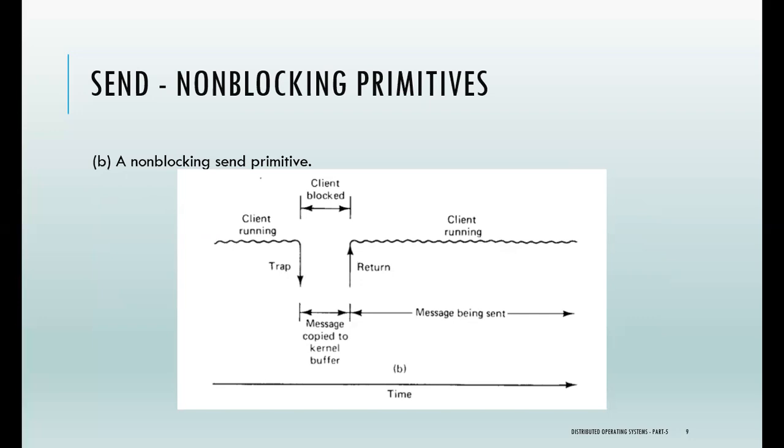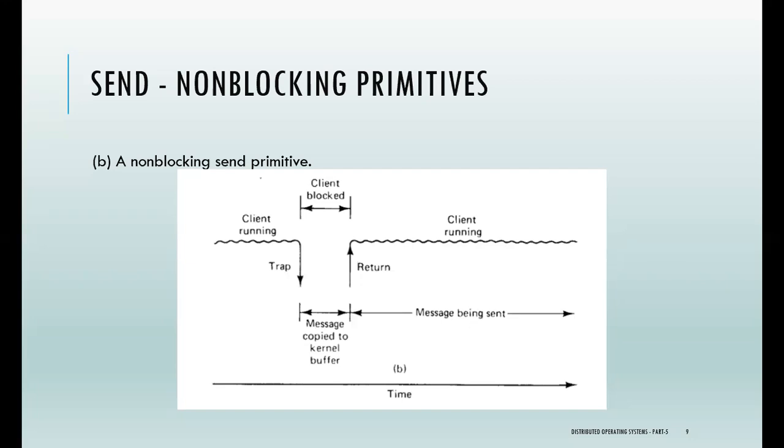Non-blocking primitives. There are two possible ways. The first solution is to have the kernel copy the message to an internal kernel buffer and then allow the process to continue, as shown in the diagram. From the sender's point of view, this method is the same as a blocking call. As soon as it gets control back, it is free to reuse the buffer. Of course, the message will not have been sent, but the sender is not hindered by this fact.